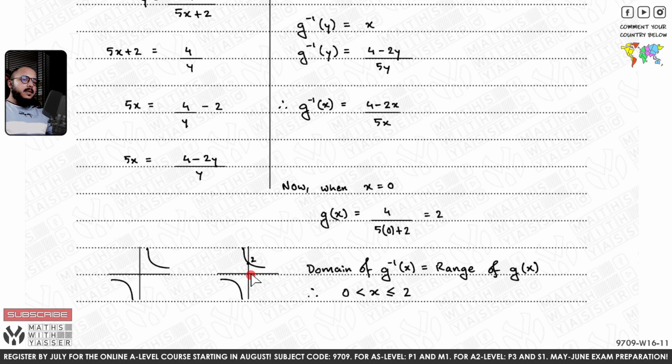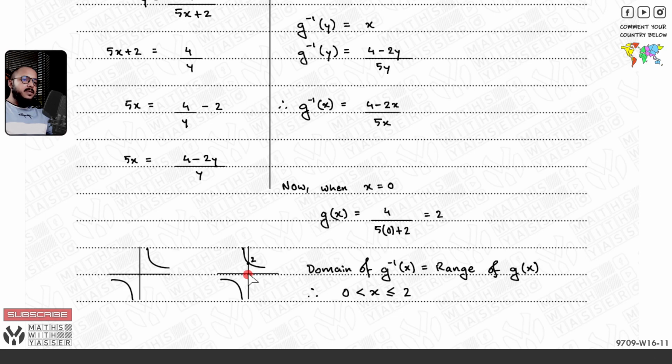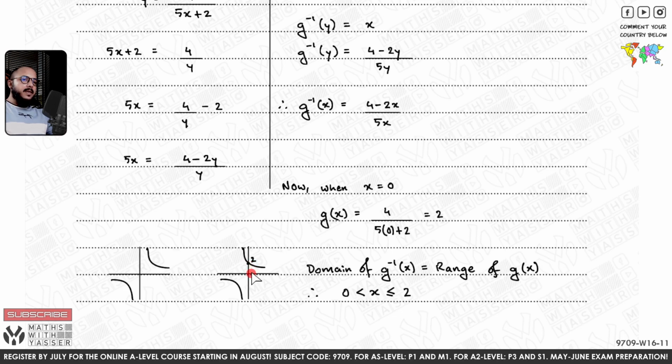So as you can see, as x increases, the range lies between 0 and 2 on the y-axis. So the domain of g inverse must be x lies between 0 and 2 inclusive.